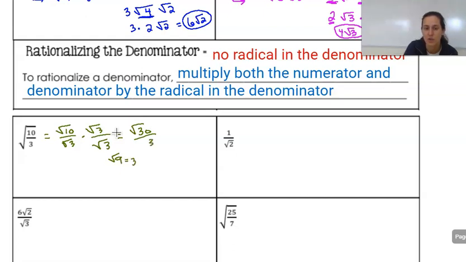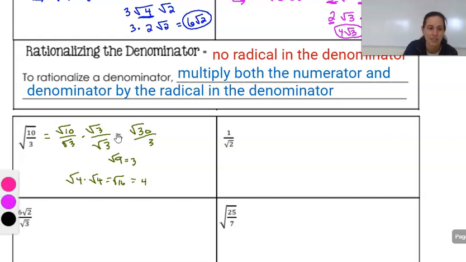So notice that when you multiply the radical by the same value under the radical, it's always equal to the original number without the radical. So like square root of 4 times square root of 4 is equal to square root of 16, and square root of 16 is equal to 4.